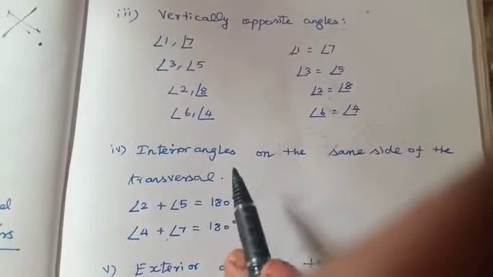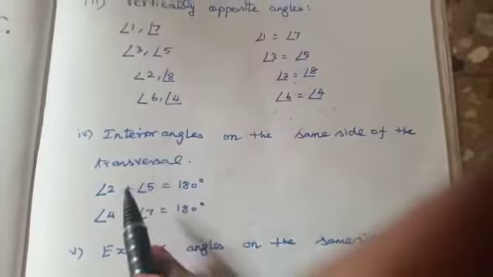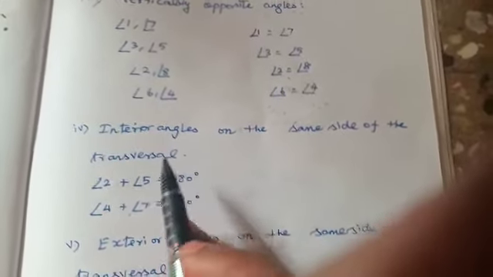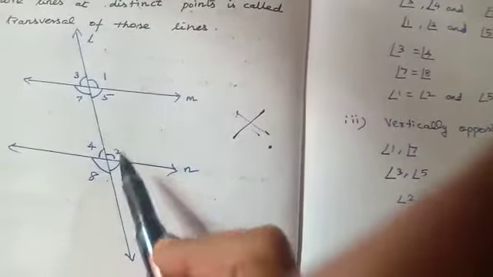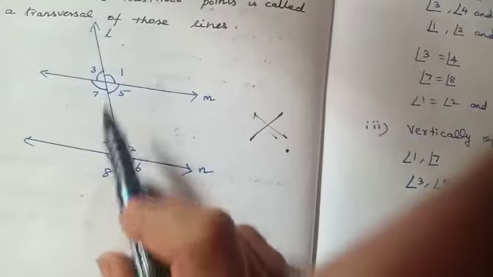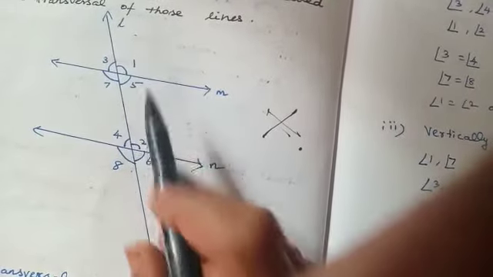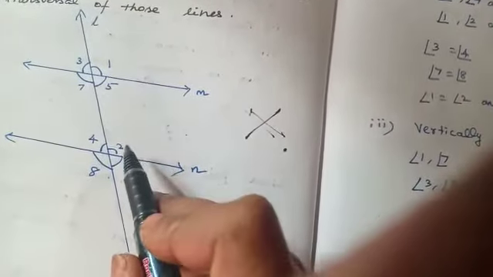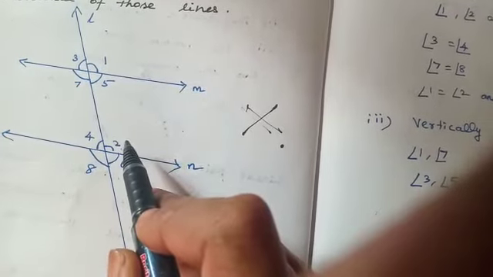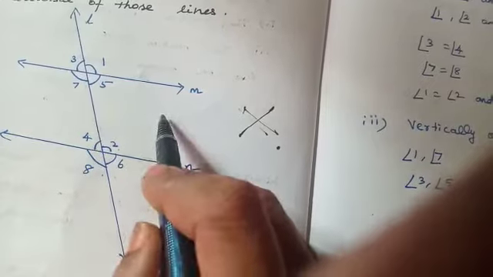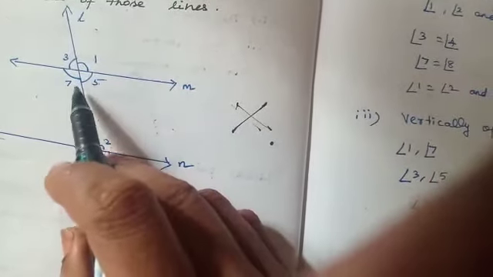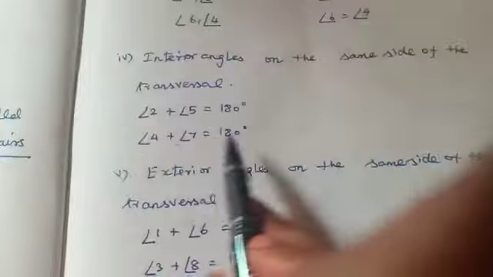Then interior angles on the same side of the transversal. Same side means this one: angle 2 plus angle 5. We have 4 interior angles: 2, 4, 5, 7. Then on the same side of the transversal, we add these two angles. That answer is 180. Angle 2 plus angle 5 is equal to 180, and angle 4 plus angle 7 is equal to 180, like this.